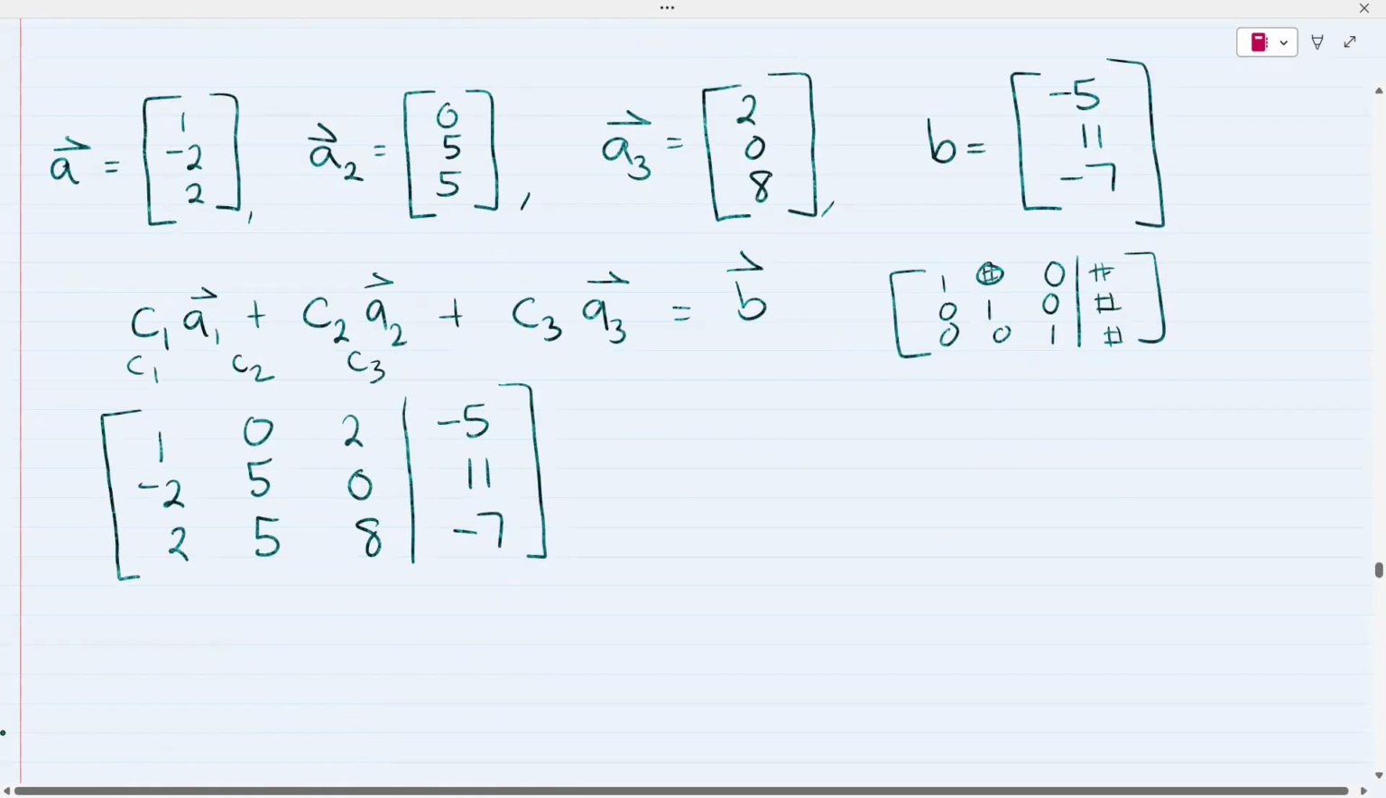So what would I do first? So we're basically trying to do RREF. Yeah, so what would I do first? I'd probably make this -2 into a 0.